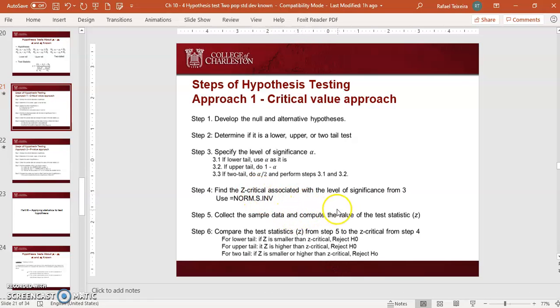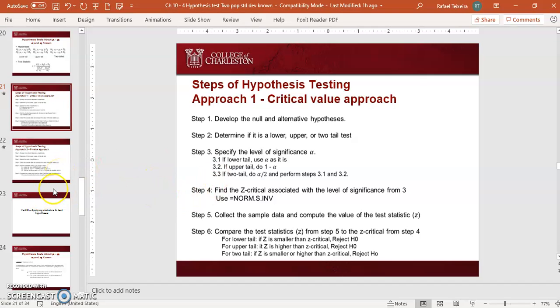You collect the sample data to compute the test statistic z, and then you compare both. For the lower tail test, if it is smaller than z critical, we reject the null hypothesis. If it is upper tail and the z statistic is higher than the z critical, you reject the null hypothesis. And if it's a two tail, if the z is smaller or higher than the z critical, then we reject the null hypothesis. Okay.